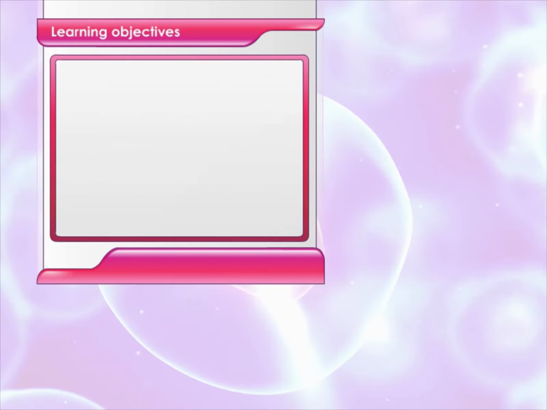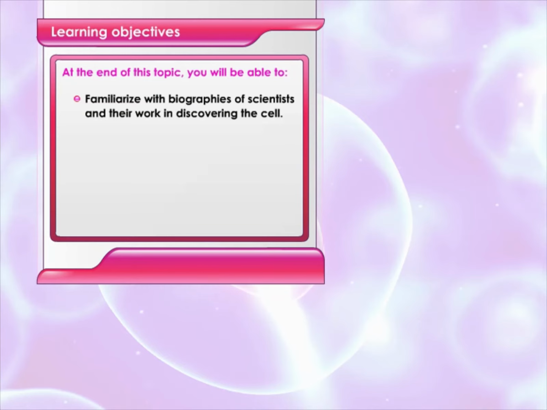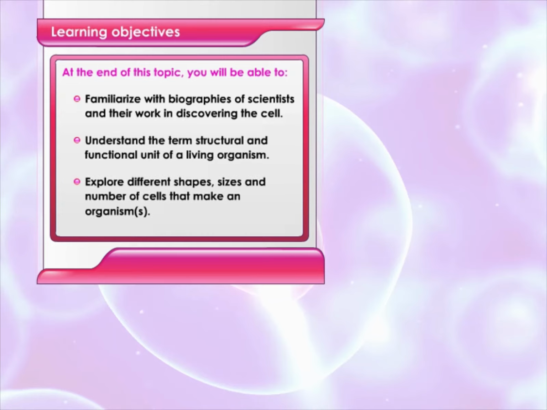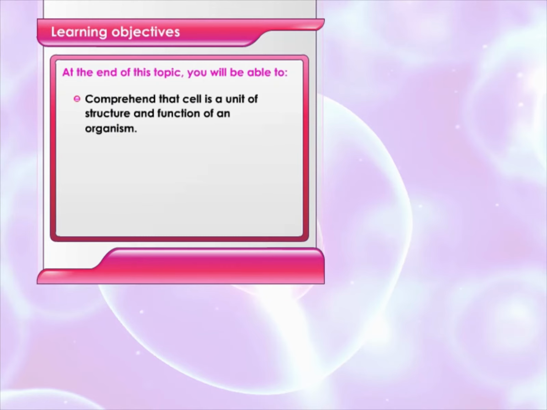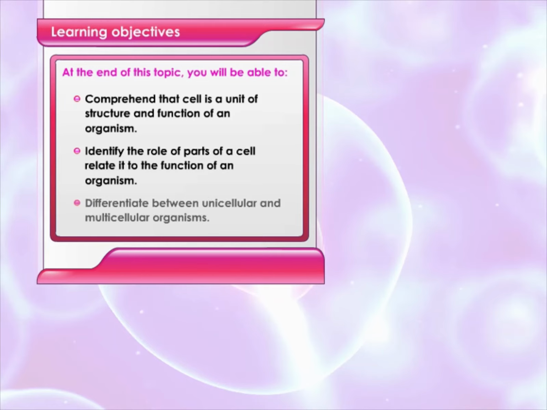Learning objectives. At the end of this topic, you will be able to familiarize with biographies of scientists and their work in discovering the cell, understand the term structural and functional unit of a living organism, explore different shapes, sizes, and number of cells that make an organism or organisms, comprehend that cell is a unit of structure and function of an organism, identify the role of parts of a cell related to the function of an organism, differentiate between unicellular and multicellular organisms.